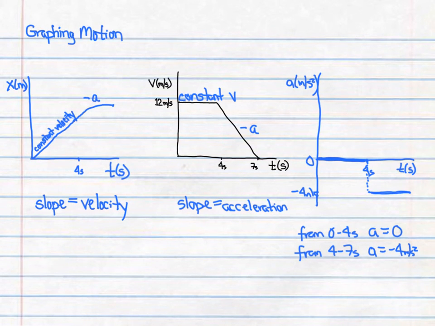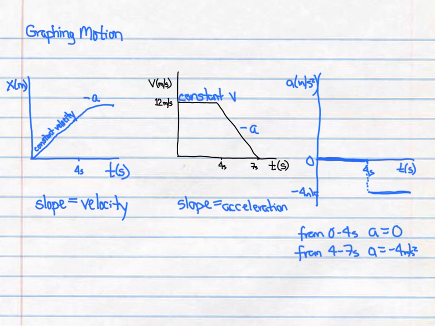Now we have all 3 of our graphs here. From our velocity time graph, we were able to make our position time graph, and we were also able to make our acceleration time graph. All 3 graphs look different. We have a nice constant slope here and then a decreasing slope. Here we have a constant slope and a negative slope. Here we have a slope of 0 and then another slope of 0, but that's -4 meters per second squared.